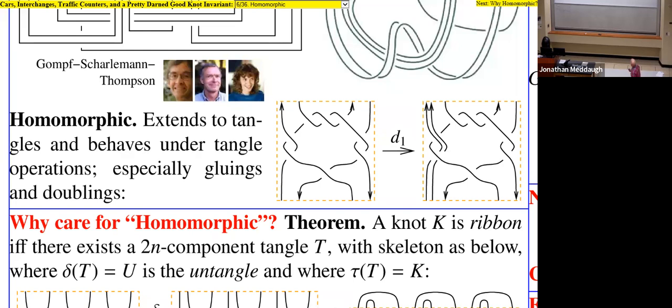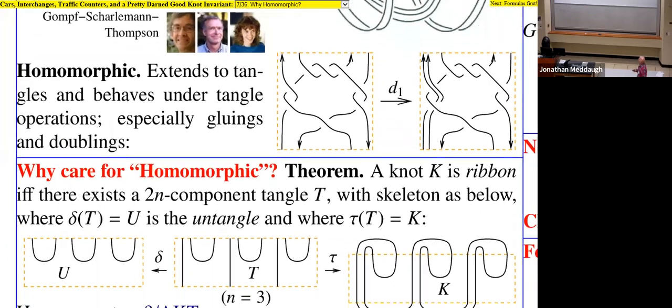Actually, tangles also have extra operations. So for example, there is the operation which I marked here by D1, which says take strand number one and double it, okay? So a homomorphic invariant should also have good behavior under this operation, where good behavior means that if you know how to compute the invariant of the left-hand side, there is a determined formula how to compute the invariant of the right-hand side. Now, why is this useful?